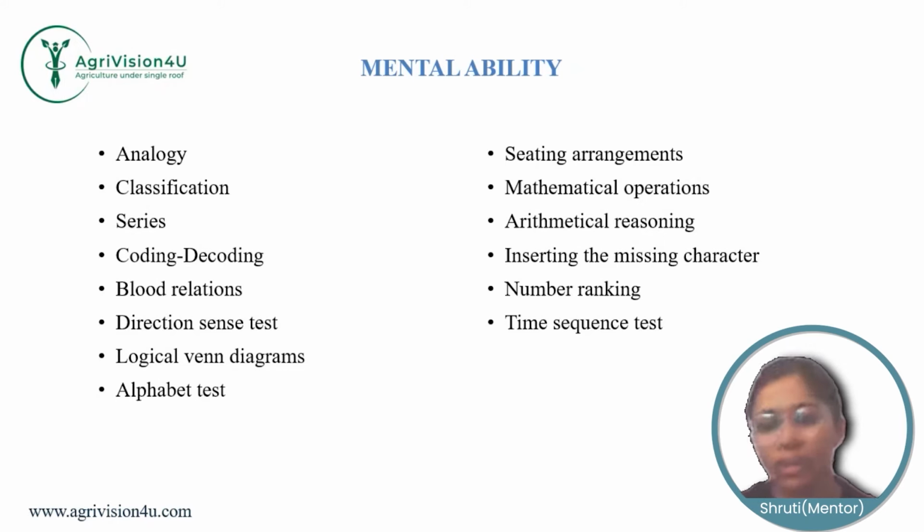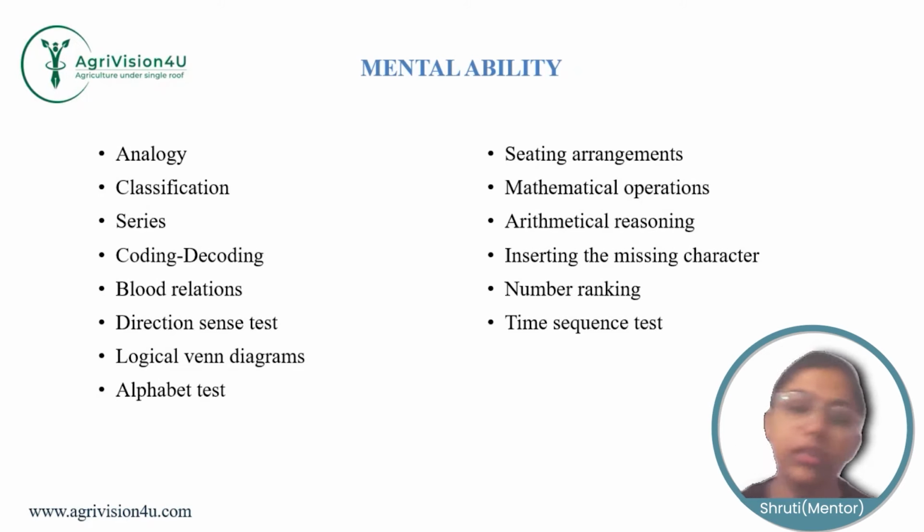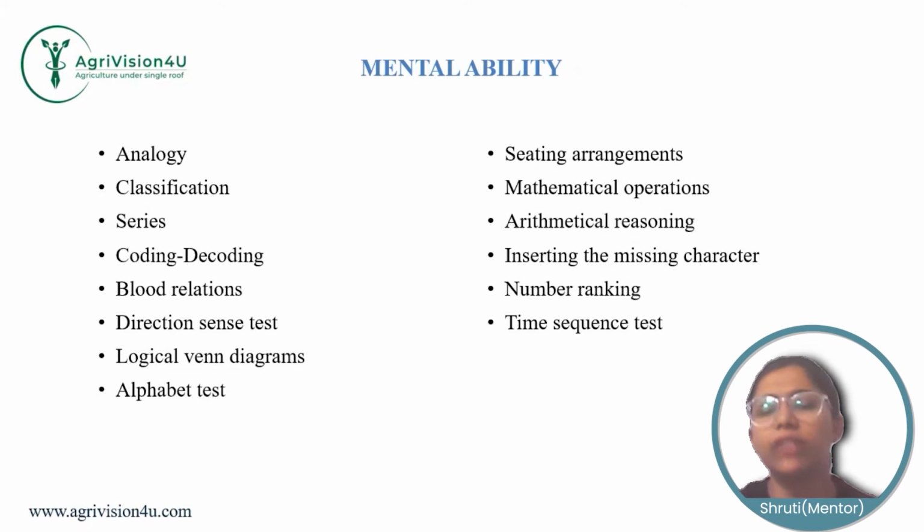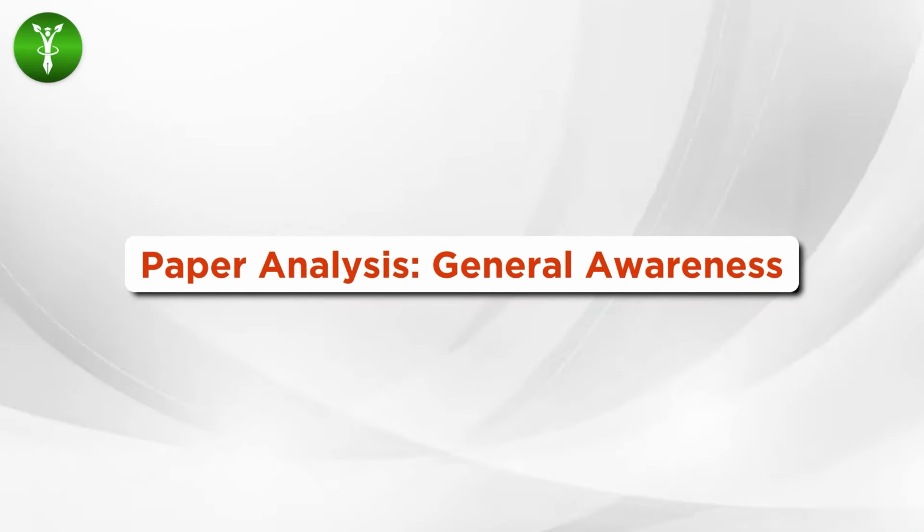There were no questions from Venn diagram. Alphabet test had 1 question. Inserting and missing character had 1 question. Number ranking, time sequence test. Overall, from mental ability there were 8 to 10 questions as per the weightage, and the questions were very trickily asked. The questions were very easy, but they tricked them.